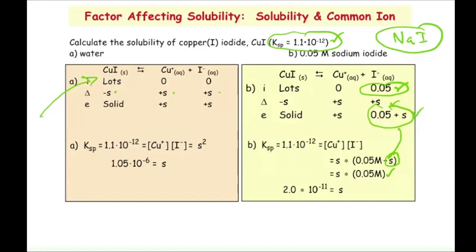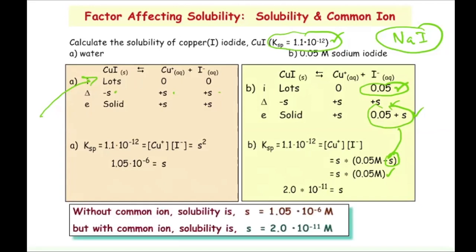And then to validate your assumption, you can see that 2 times 10 to the minus 11, which is S, if you take 0.05 and subtract 2 times 10 to the minus 11, it's still essentially 0.05. So your assumption is pretty much valid. So you can see that when you have a problem where you have a common ion, take advantage of it because the math will be much easier than if you had the regular problem. And you see that in acid-base chemistry as well.